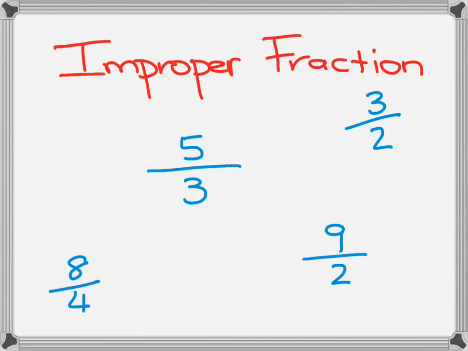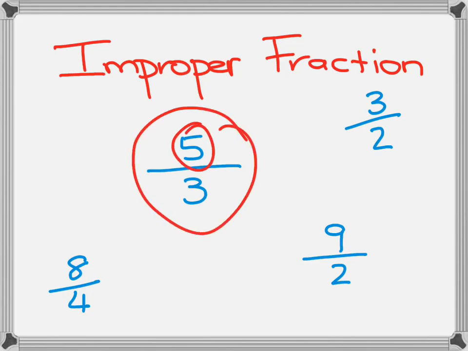Okay? Let's see what improper fractions look like. Here's one. Biggest on top, smallest on the bottom. Another one. Biggest on top, smallest on the bottom. These are all improper fractions.